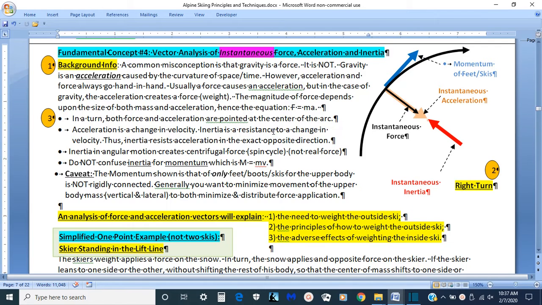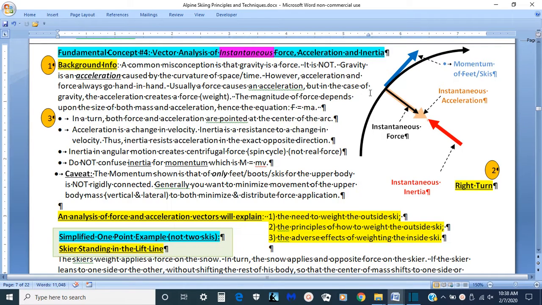All right. Now, I want to explain this diagram here. So it's a right turn. You're starting here and you're making a right turn with your skis. And the force that's applied is always perpendicular to wherever you are on that arc and pointed towards the center of the circle. And acceleration is lined up with it. Again, inertia, being the resistance to acceleration, is directly opposed to it.